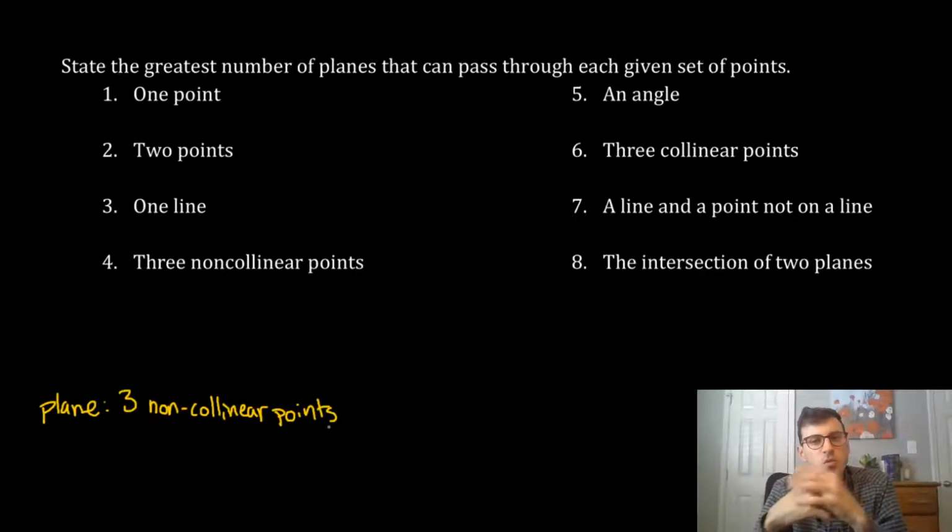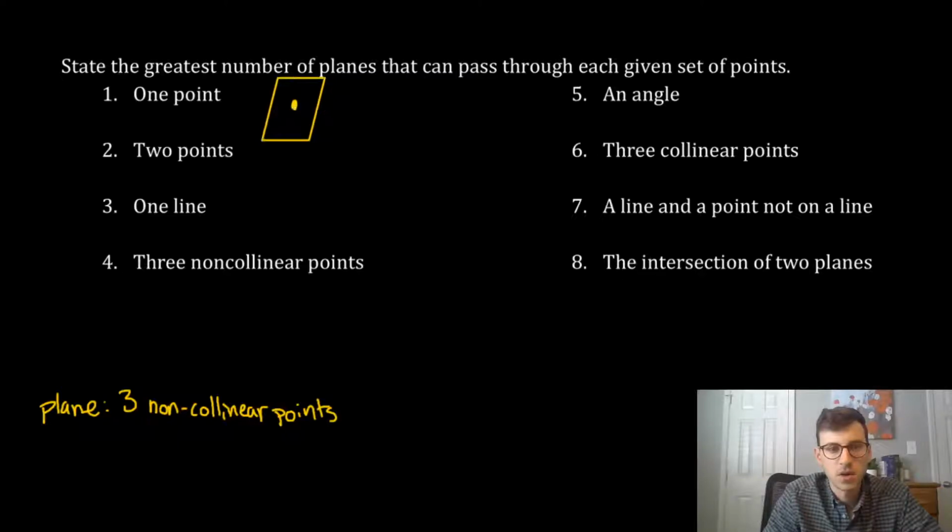So, example number 1, how many planes could pass through one point? Well, if a plane's made of three non-collinear points, then an infinite number of planes could pass through one point. It's kind of hard to visualize, but if you think about one point, and then maybe we get our parallelogram, that could be a plane. But also a plane could look like that passes through that point. Or it could look like this, rotated, kind of going through that point.